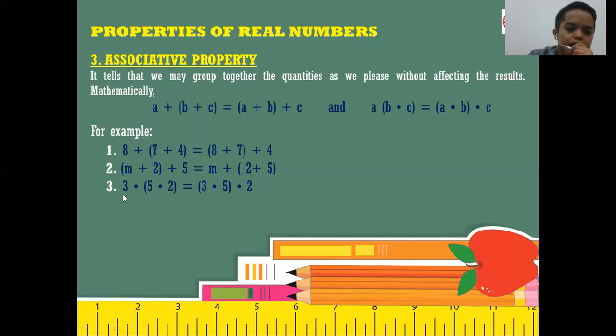The number 3, 3 times the quantity of 5 times 2. So we group together, the result is 3 times 5 times 2, without affecting the result. So let's try to check. 5 times 2, that is 10. Times 3, that is 30. How about this one? If we group 3 times 5, 3 times 5 is 15. So multiply by 2, still the answer is 30. So that is associative property.